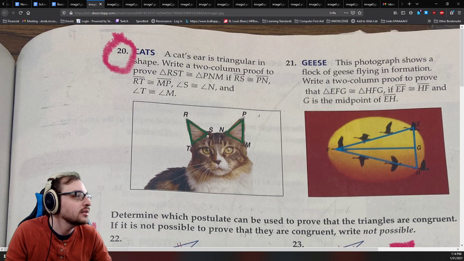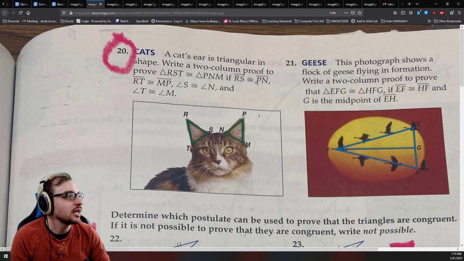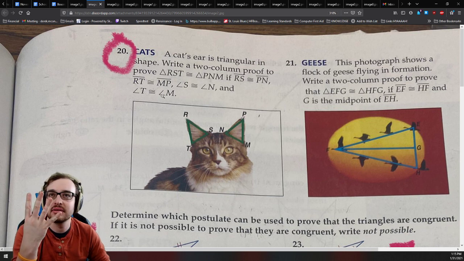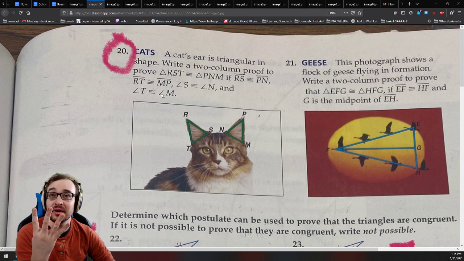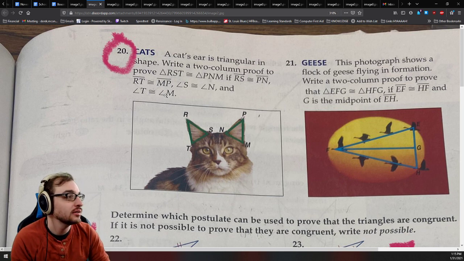Angle S, angle N, E, angle M. All right, so let's just look at this real quick. We're not going to write it down. But look, I have two sides that match, right? RS and PN. So there's a pair of sides, right? One set of sides. I also have another set of sides, RT and MP. And then I also have two more angles. So I have two sides and two angles. That's overkill, right? That's way more than I need. So there should be enough information to get the job done here.